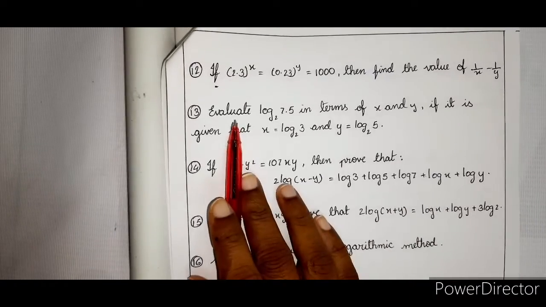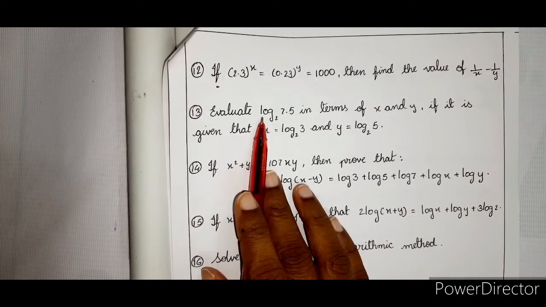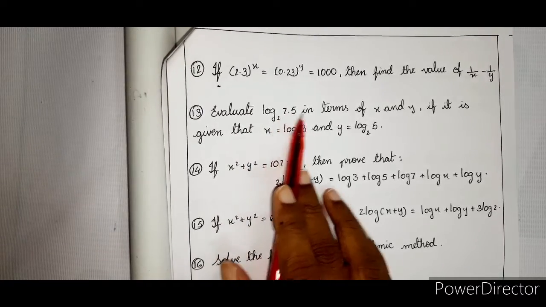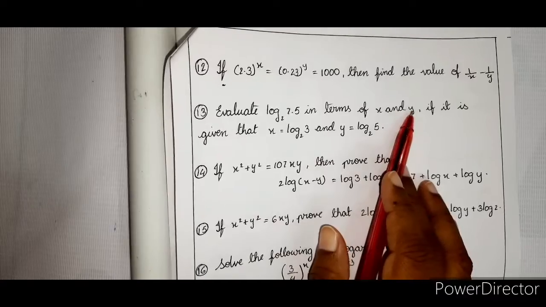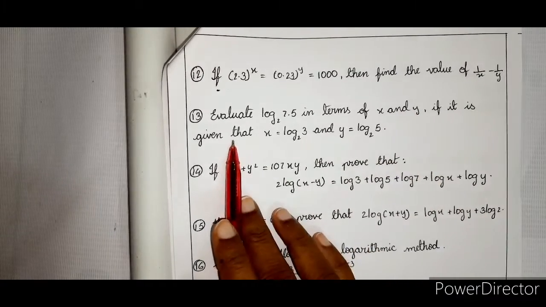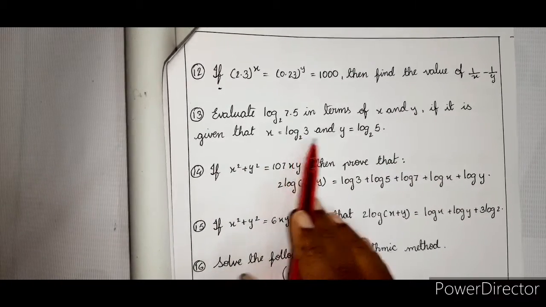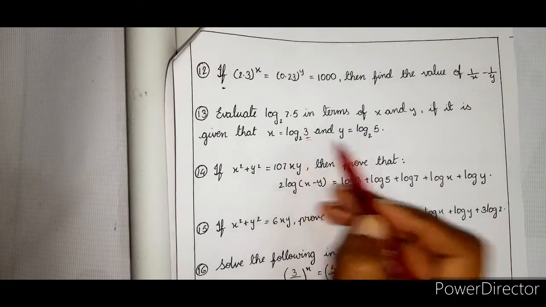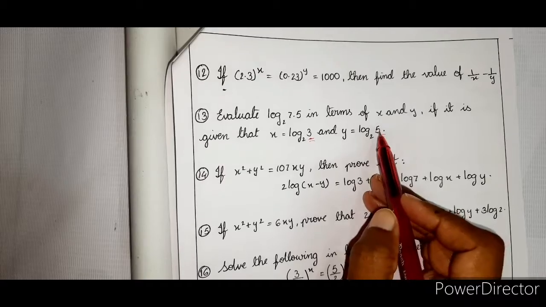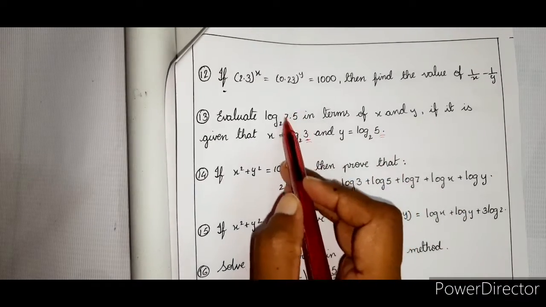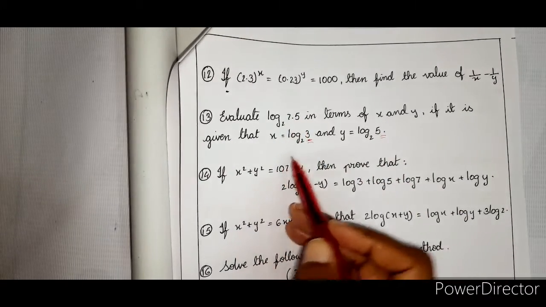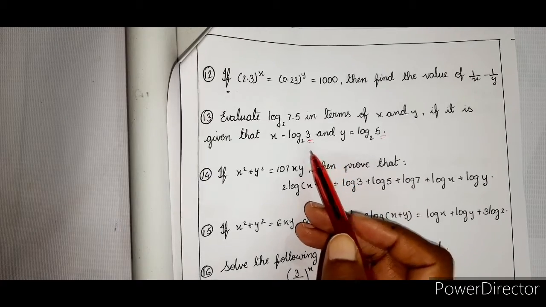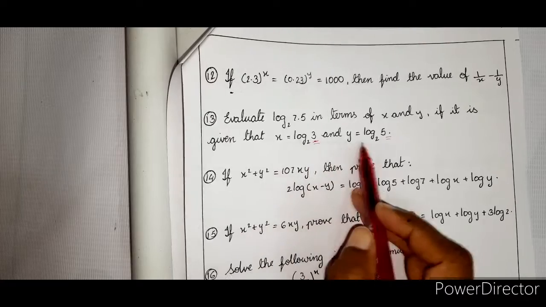So the next problem is to evaluate log 7.5 base 2 in terms of x and y, given that x is equal to log 3 base 2 and y is equal to log 5 base 2. You observe that 3 and 5 can make 15, and 7.5 can be 15 by 2. Very easy.